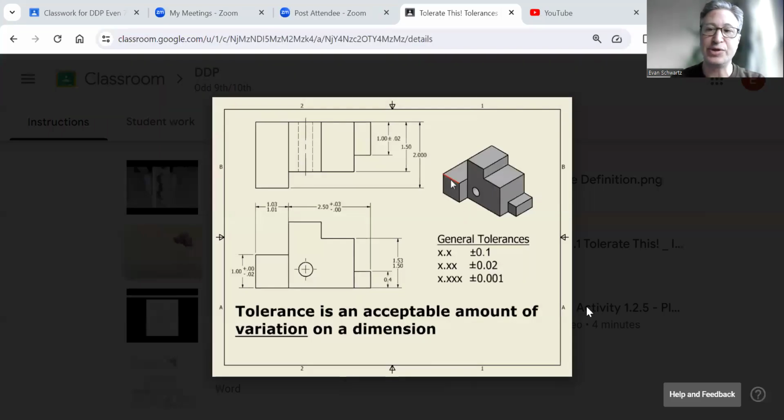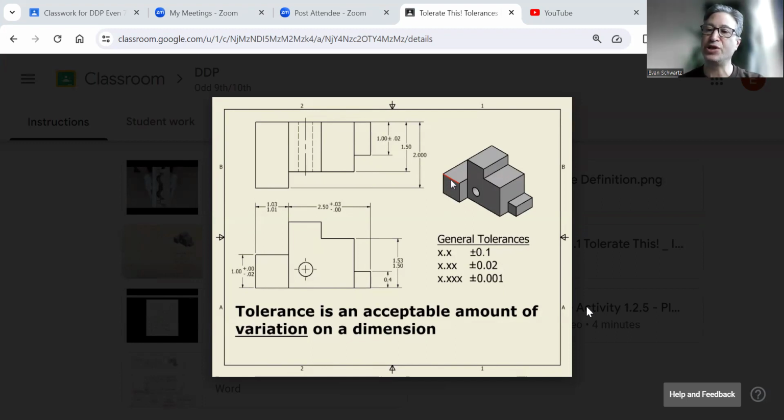Hello, DDP students. In this tutorial, we're going to be talking about tolerances. This takes place in a manufacturing process and has to do with the dimensions that are sent to a machine to produce a part. So let's just say, for an example, we want to send a cube to be made to a machine, and the height is 1 inch, the width is 1 inch, and the depth is 1 inch.